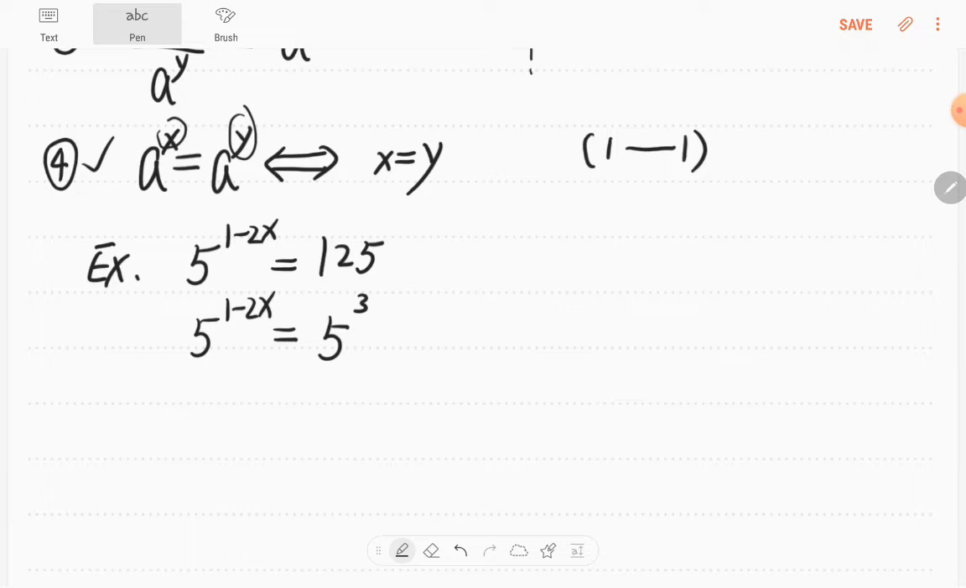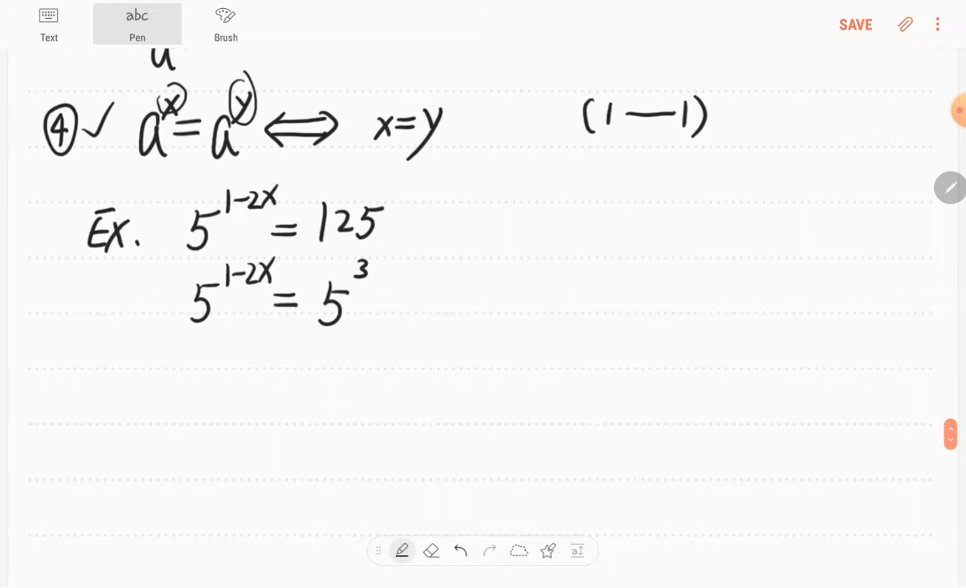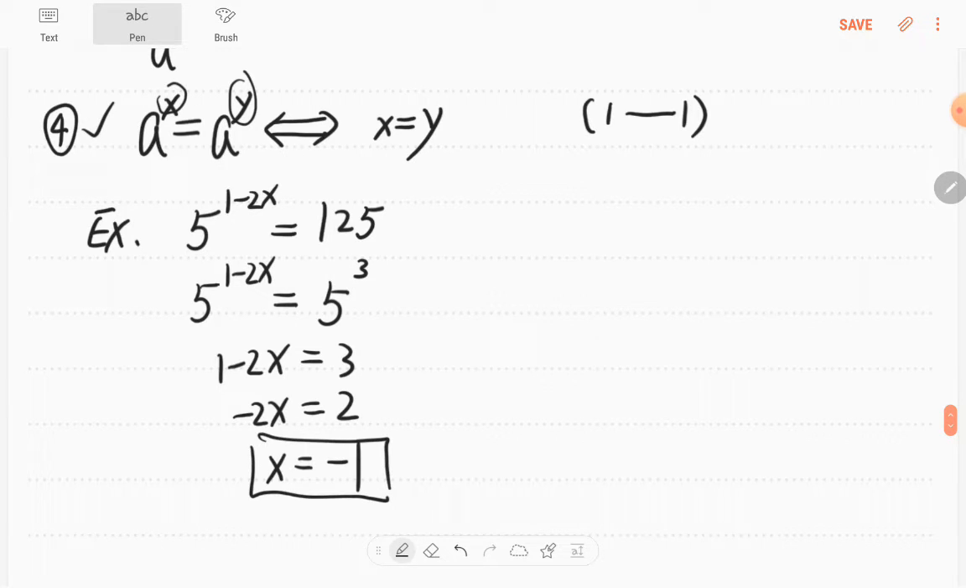So this property tells you that if these two are the same, then the exponent must be the same, right? So it means 1 minus 2x equals 3. So you will have negative 2x equals 2, x equals negative 1. So that is your solution. So this is one example.